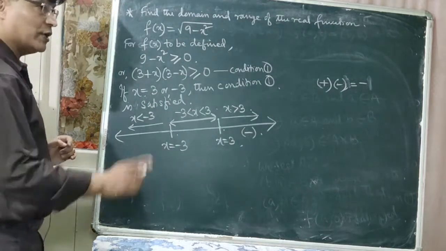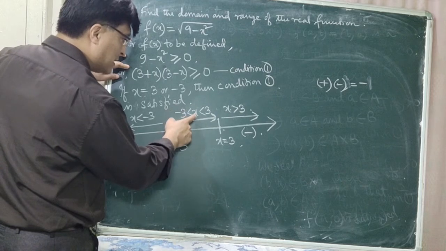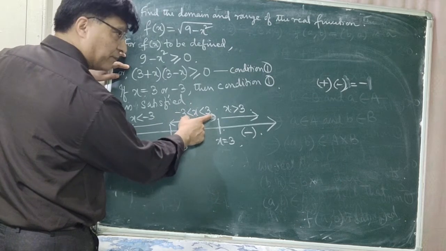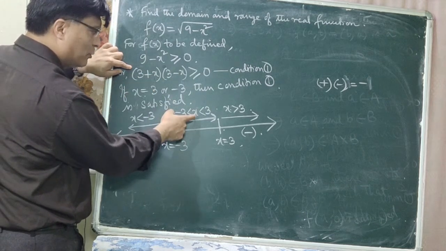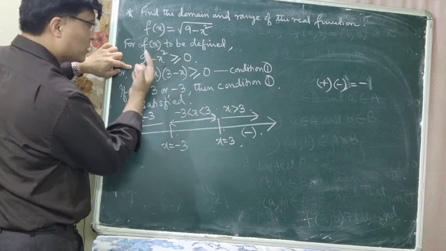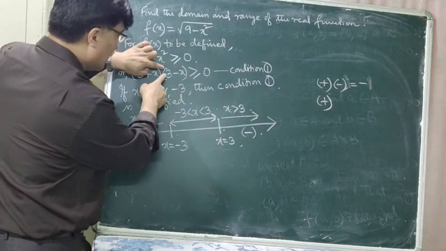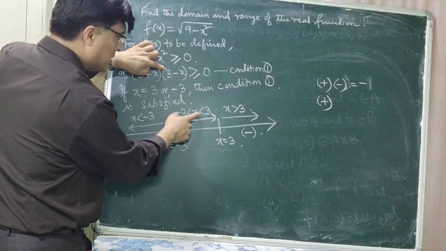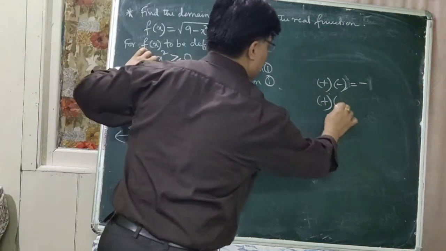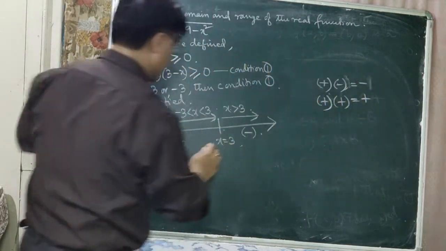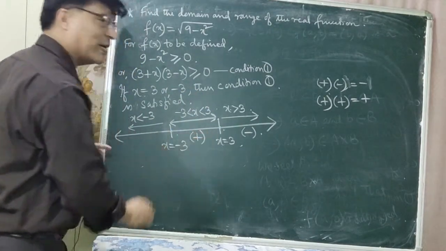Okay. So if you have minus 3 less than x less than 3, if x is greater than minus 3 but less than 3, what can we say about 3 plus x? Is it positive or negative? You can put 0 here. X is equal to 0, 3 plus 0 is positive. So it is positive. Again, what about 3 minus x? X is less than 3, so 3 minus x is positive. You can put 0 here. It is also positive. So positive into positive is positive. So this is your positive quantity.